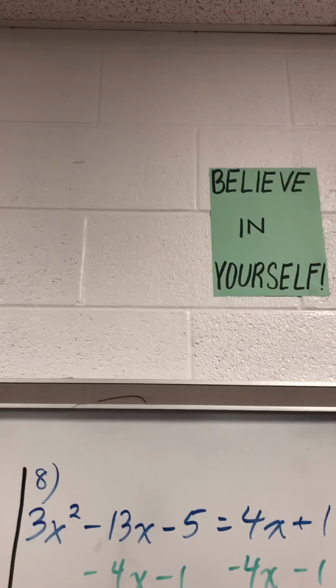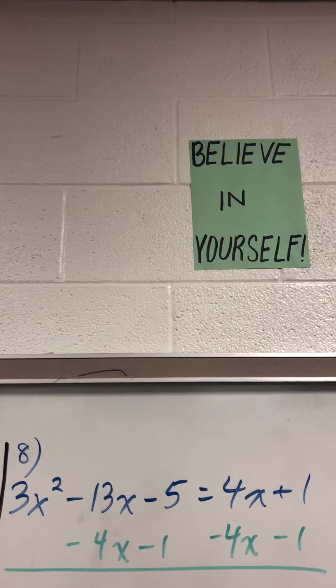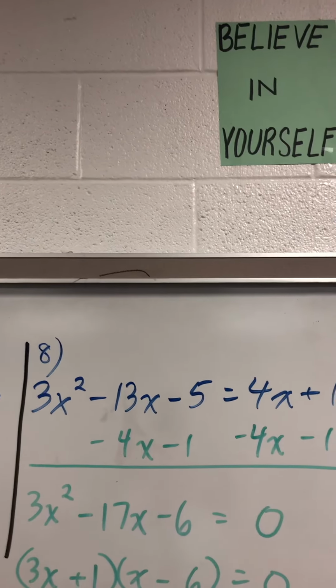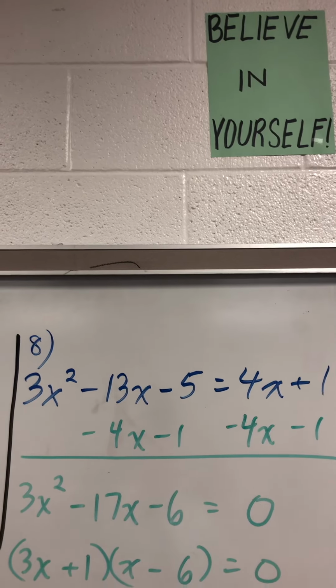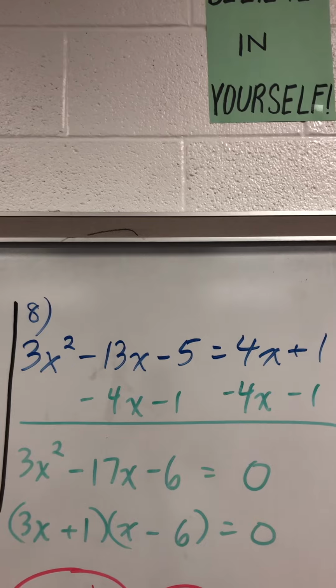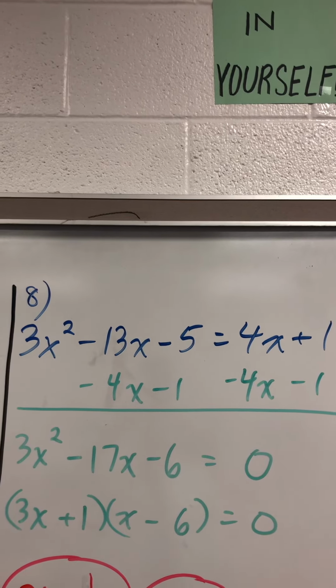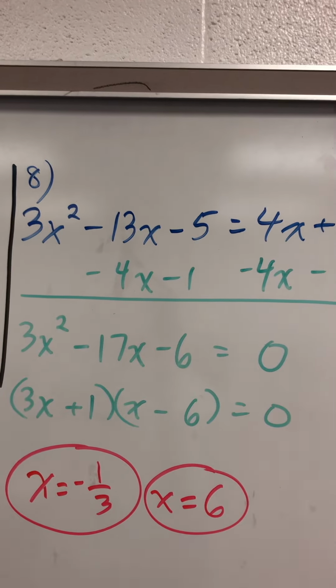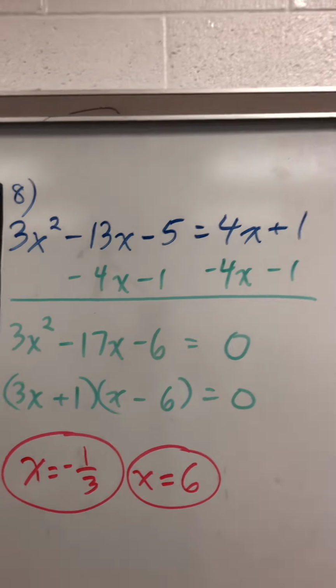In one step, I'm going to subtract 4x and subtract 1 to give me 3x squared minus 17x minus 6 equals 0, which factors to 3x plus 1 times x minus 6 equals 0. My answer being x equals -1/3 and x equals +6.